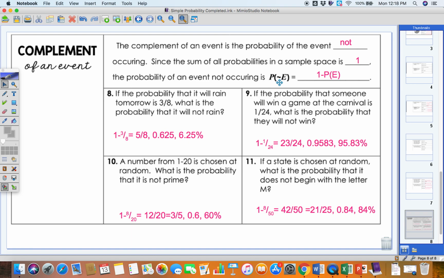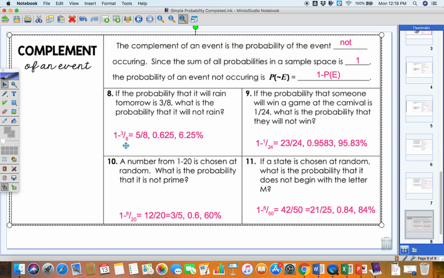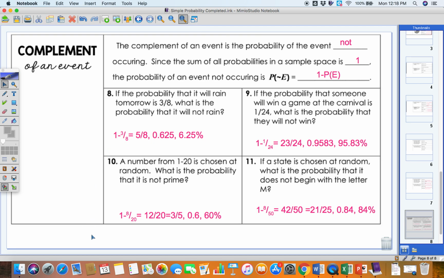So here, if we look at number 8, if the probability that it will rain tomorrow is 3 out of 8, what is the probability that it will not rain? So we're going to do 1 minus 3 over 8, and that equals 5 over 8. Again, we've written it as a decimal and a percentage. Number 9, the probability that someone will win a game at a carnival is 1 out of 24. What is the probability that they will not win? So 1 minus 1 over 24 is 23 over 24. And then again, decimals and percentages.